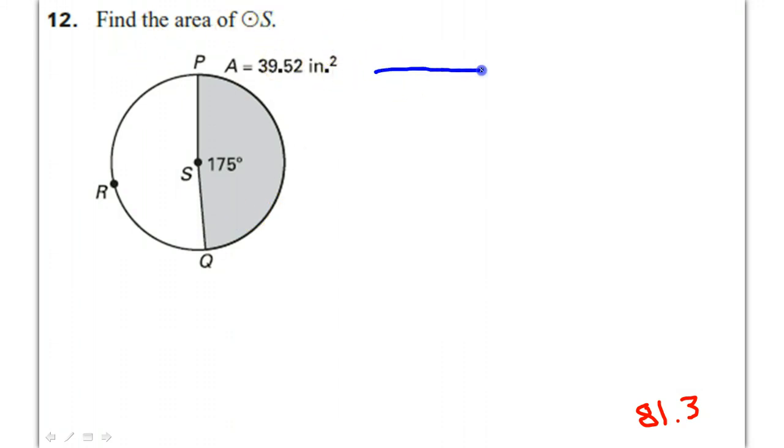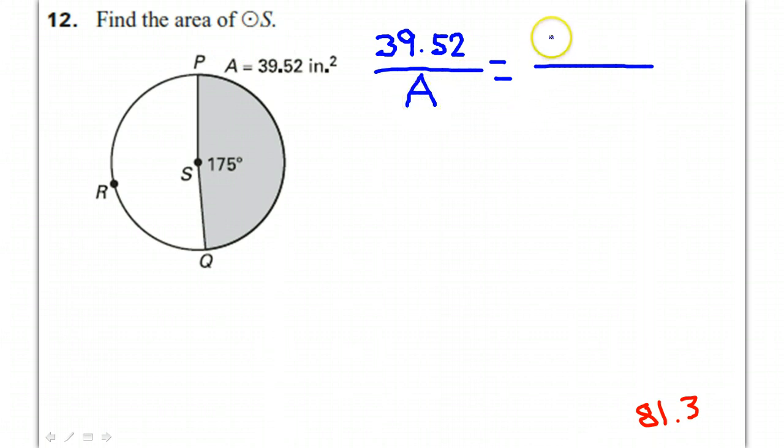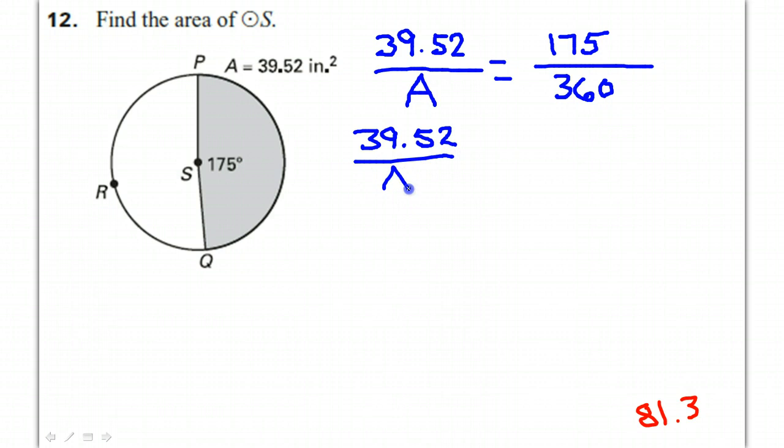So when I do my part over whole equals part over whole, the 39.52 is definitely going to go in the top. That is a partial area. I'm going to put a capital A in the bottom because that's the whole area that I'm going to find. Of course, over here I'm going to put my usual 175 over 360. So I will have 39.52 over A.